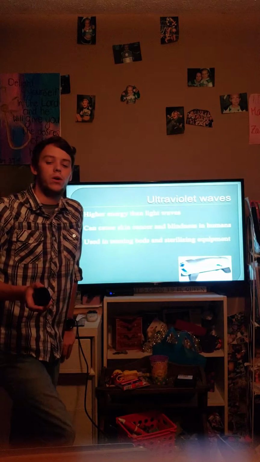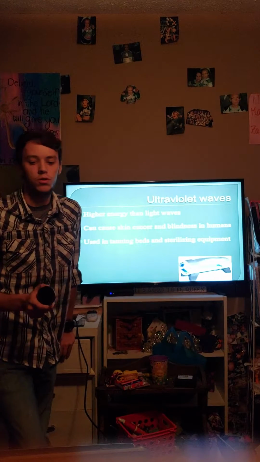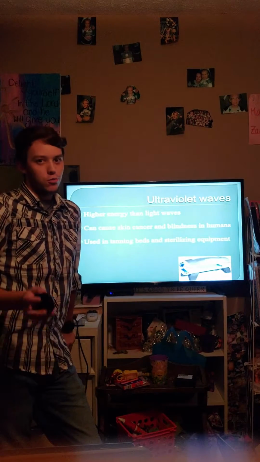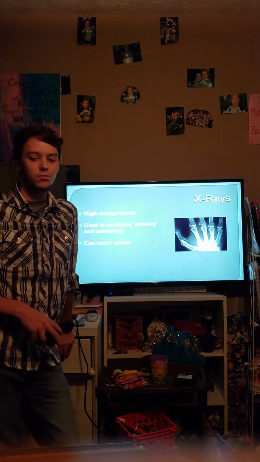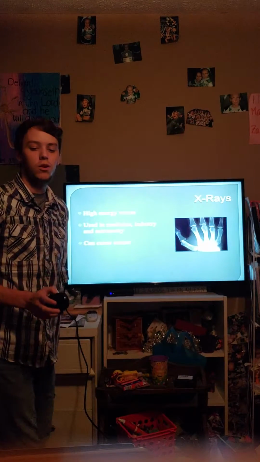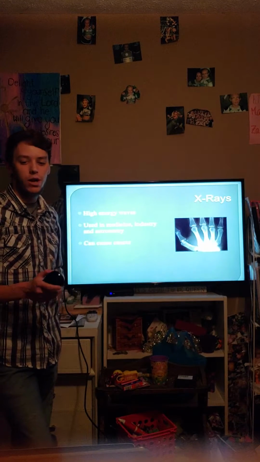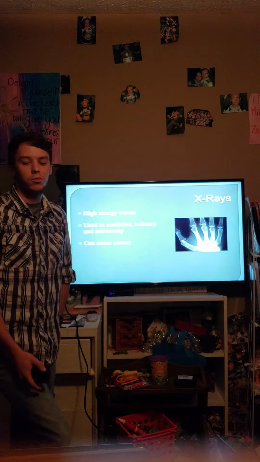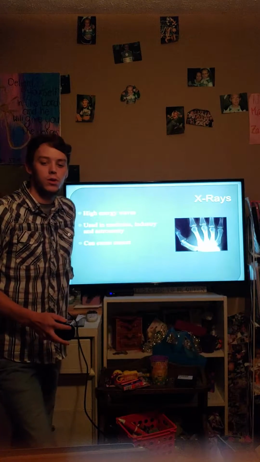And we have ultraviolet waves, which have higher energy than light waves. They can cause skin cancer and blindness in humans. And it's used in tanning beds and sterilizing equipment. So just remember that the next time you're getting a tan, you might also possibly be getting skin cancer. Then we have X-rays, high energy waves used in medicine, industry, and astronomy. In medicine, it's really great. It helps you see your bones, so they know what they've actually got to look at. But the bad part is it can cause cancer, but that's over a long period of time and constant use of it over and over.